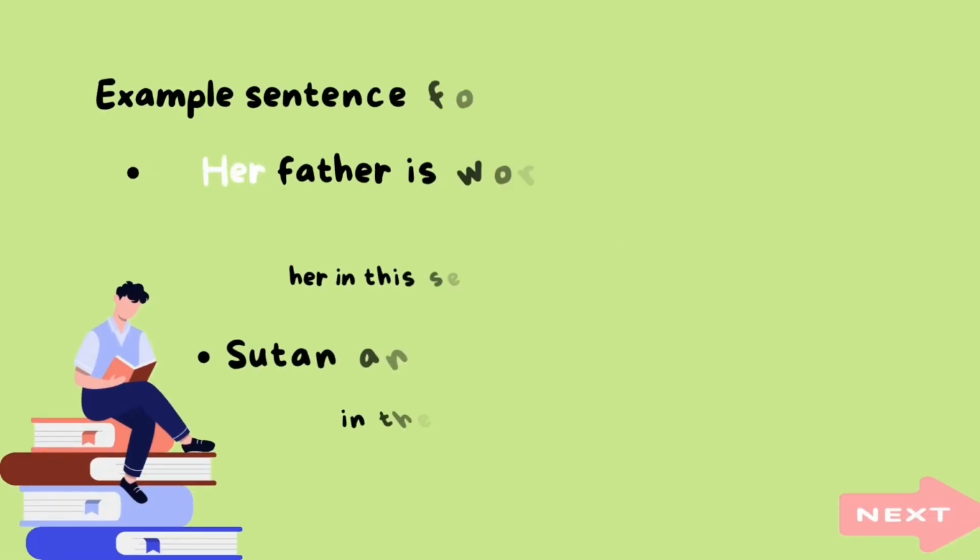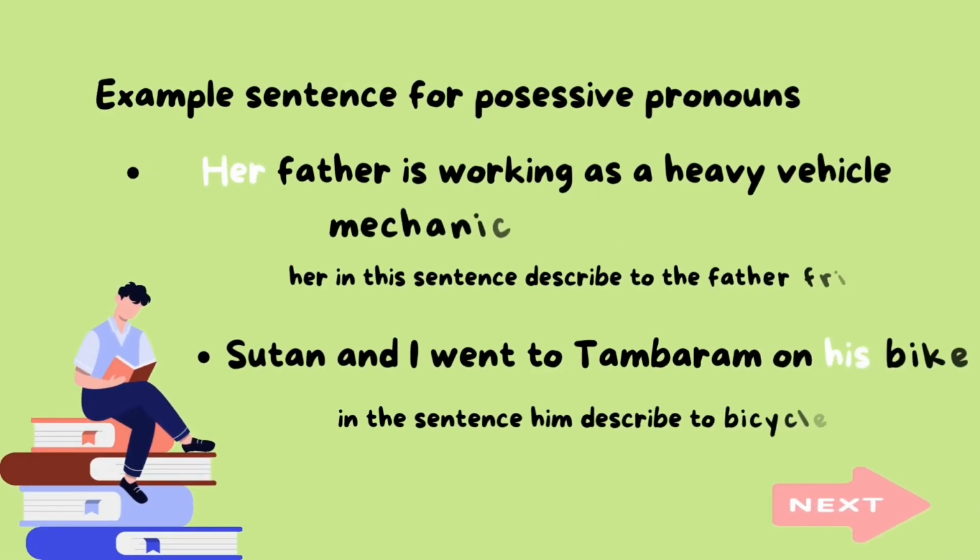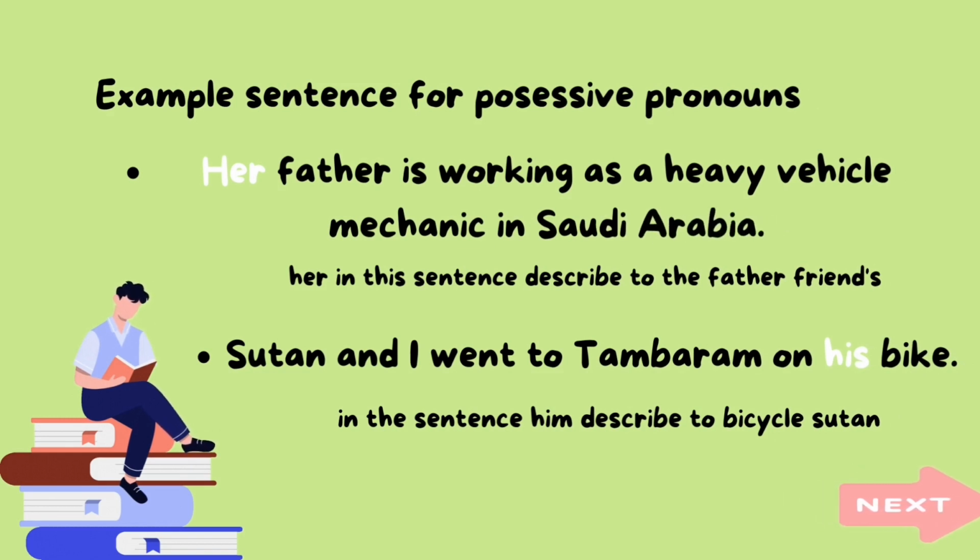These are example sentences for possessive pronouns. The first example is, her father is working as a heavy vehicle mechanic in Saudi Arabia. Her, in this sentence, describes the father's friend. The second sentence is, Sudan and I went to Tambaram on his bike. In the sentence, his describes the bicycle of Sudan.